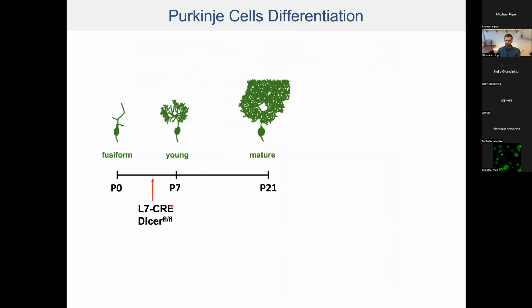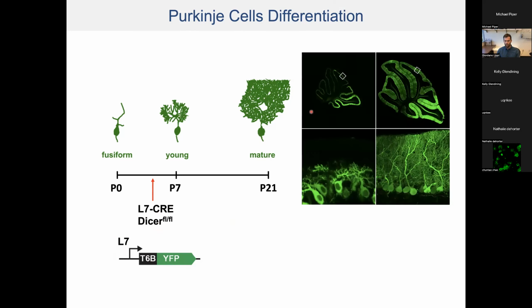I'm going to remind you, the paper that is out there shows that if you use an L7-Cre Dicer knockout, so remove Dicer exclusively from Purkinje cells, you get absolutely no phenotype. So this is a normal maturation of these cells, and at the end, P21, they are exactly the same using this strategy. So what we did is we cloned an L7 promoter before our viral TCSP-YFP. We injected it in the ventricle at P0, and it starts being expressed around P4.